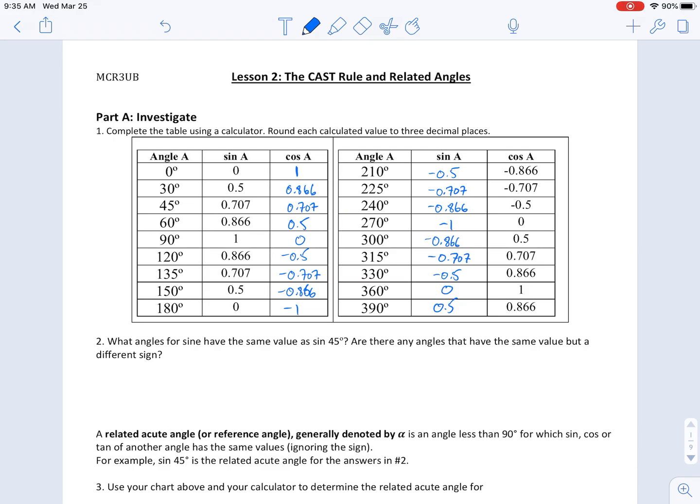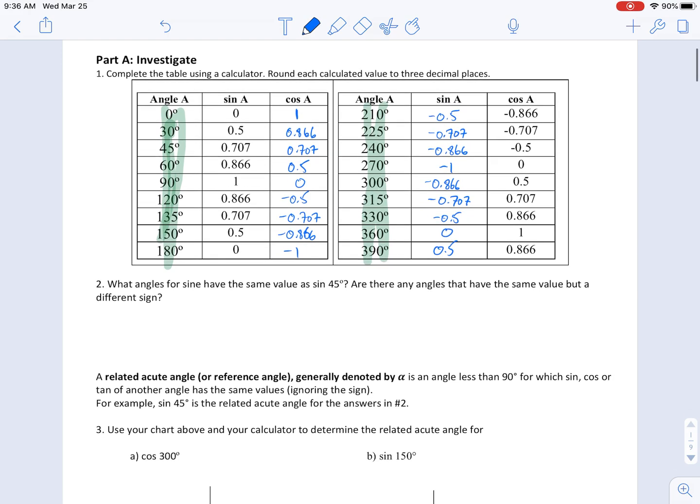So please print out this handout. I've given you this table to fill in, and if you want, just to save time, you can just copy what I've written here. Basically, what I wanted you to do is type into your calculator the sine of all of these angles and the cosine of all of these angles, and the same with the other side of this table, and fill in all these values. And what I wanted you to see is to look for patterns and look for values that are the same for sine in different angles and the same for cosine.